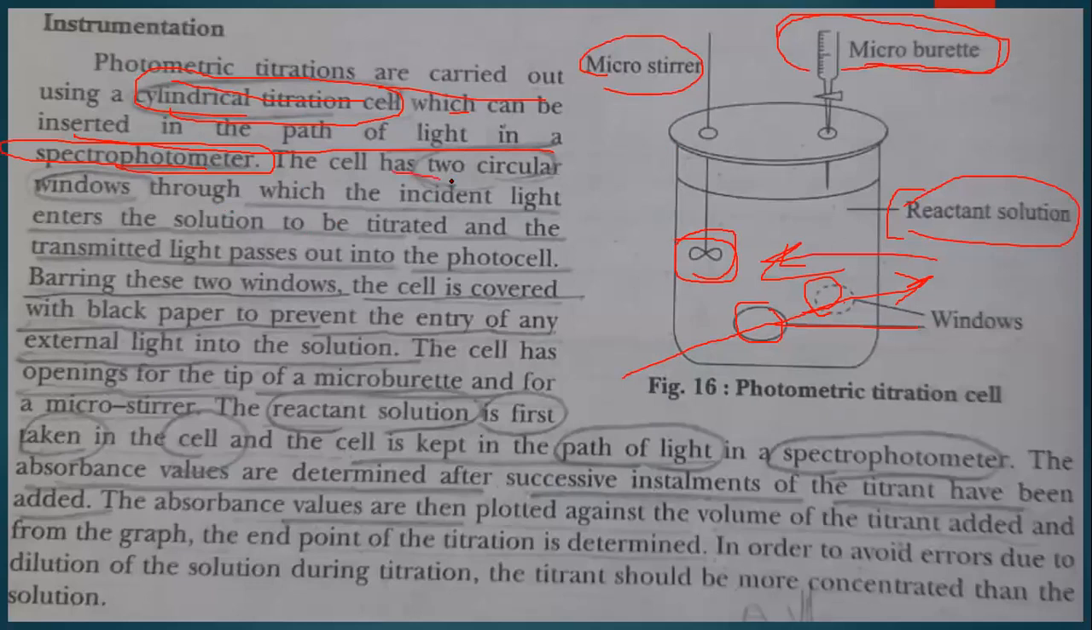The cell has 2 circular windows through which the incident light enters the solution to be titrated, and the transmitted light passes out from the other window. Okay, and that goes to the photocell. As I told you, light passes from here.